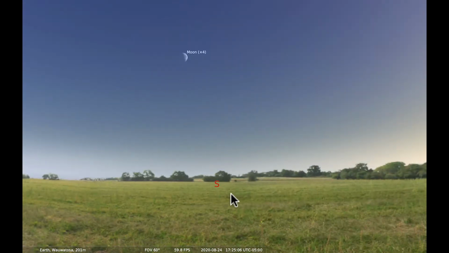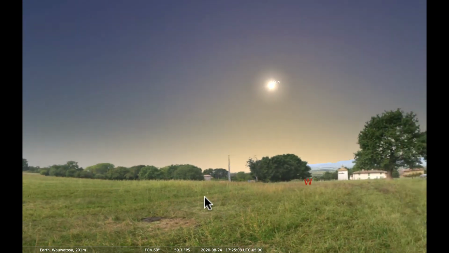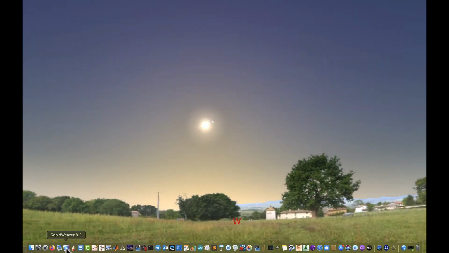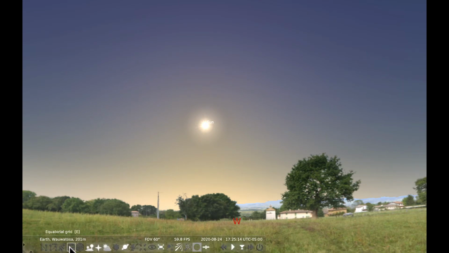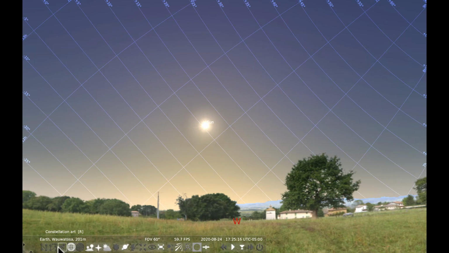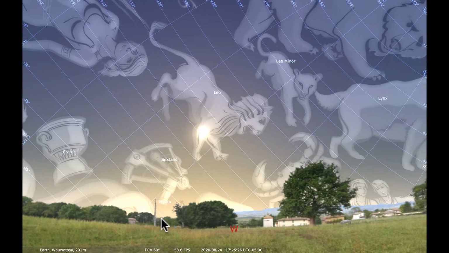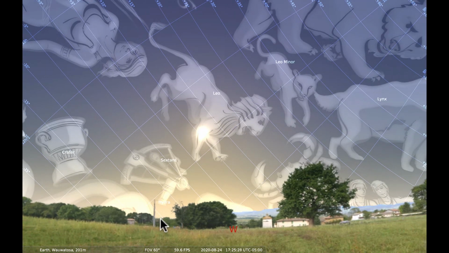Now let's go back and look to the east. Take it back. Let's look to the west, and let's add some markers here. Let us add our grid lines, and let's also add our constellation names and our constellation art. Recall the sun is in Leo right now. And what I would like to do is spend a moment refreshing your memory on how the sun looks over the course of the year.